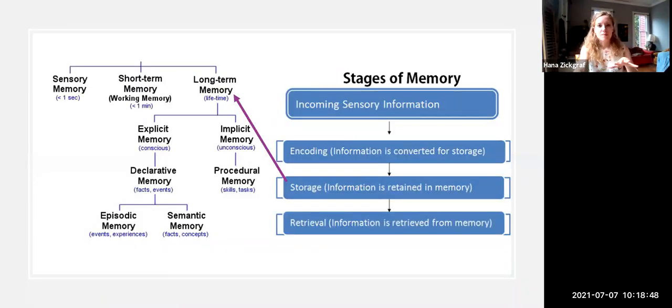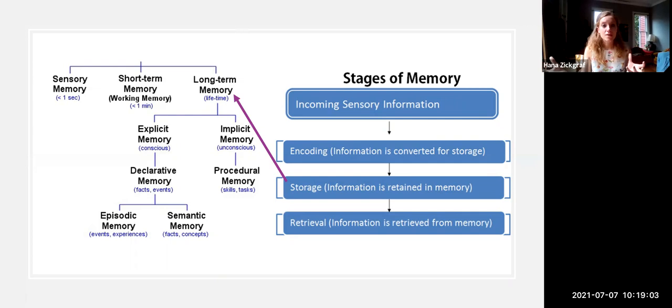So just a quick reminder about how memory works. There's basically 3 stages of long-term memory storage. As sensory information comes into our nervous system, it's briefly held in sensory memory as that information is redirected to other parts of the cortex.